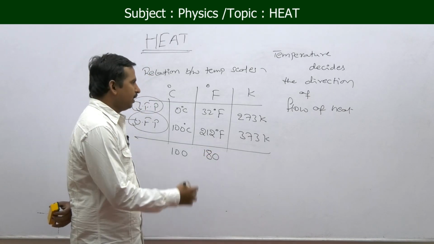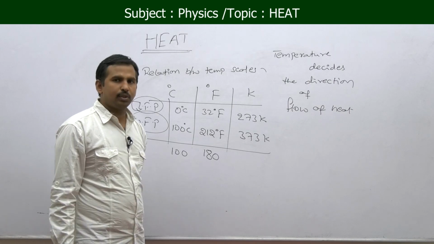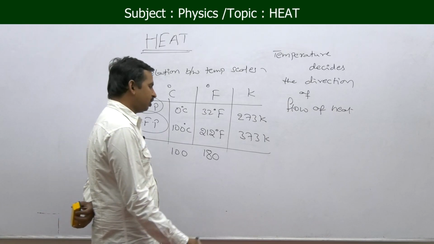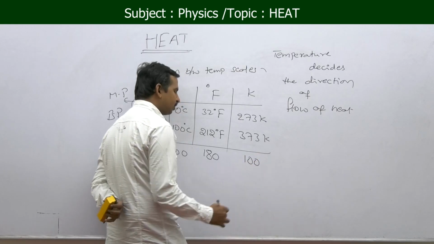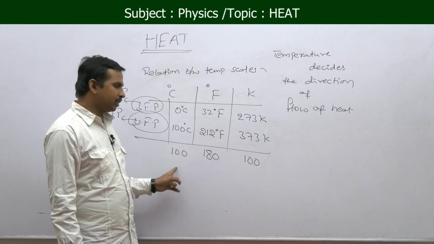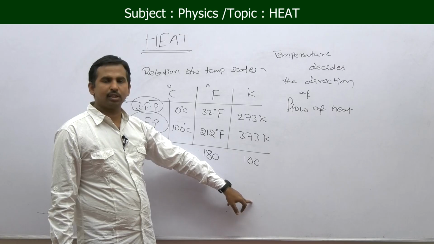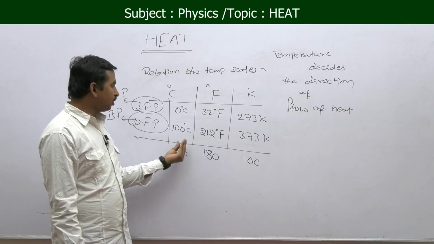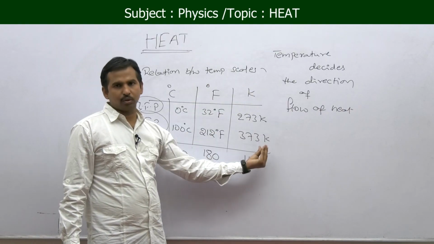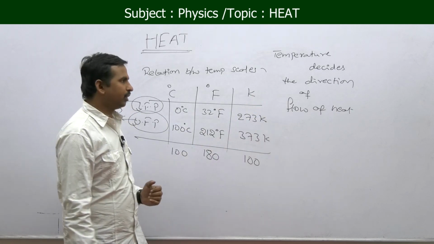Whereas in the case of Kelvin, its lower fixed point is 273 and upper fixed point is 373. So the range is 373 minus 273, meaning again we have 100 divisions for Kelvin. If you observe, for Celsius we have 100 divisions and for Kelvin also we have 100 divisions. So, when there is a change of temperature by 1 degree Celsius, on the Kelvin scale the change in temperature is also 1 Kelvin. Okay? Very important one.